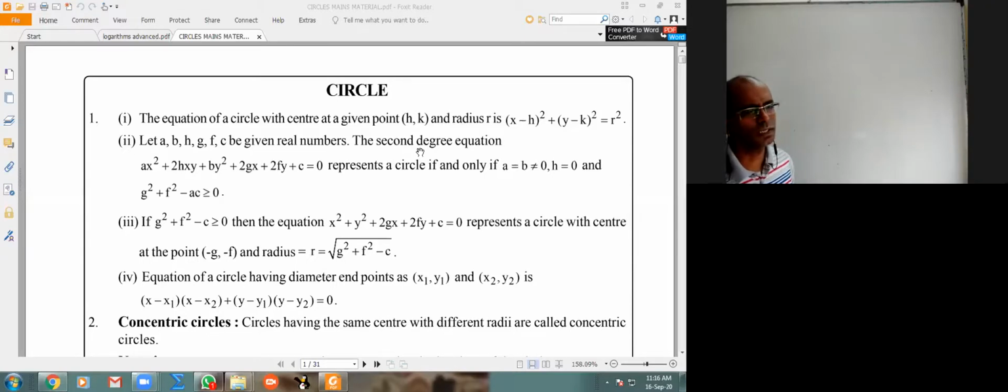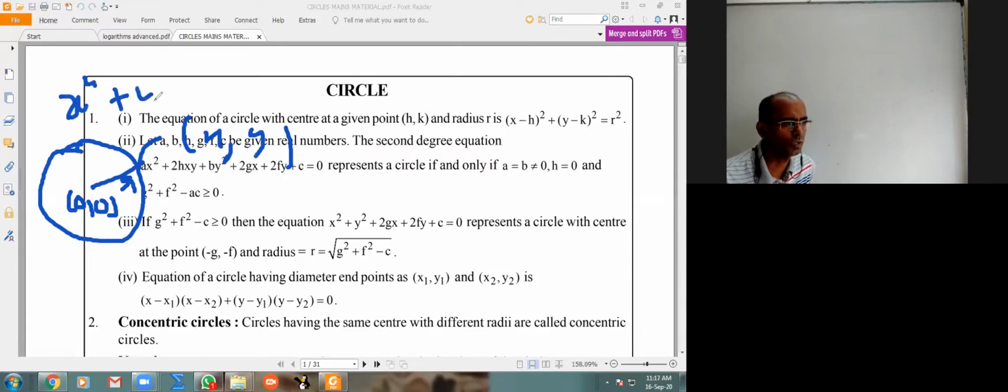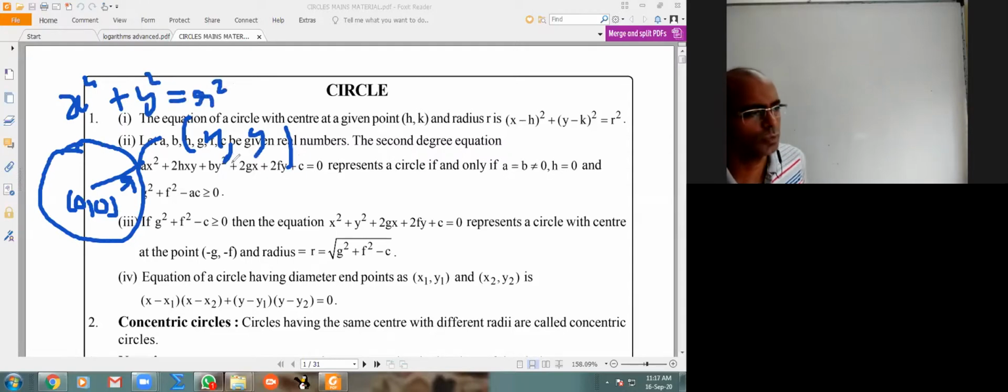Very simple, obvious circle is if it takes center 0, 0 and radius r. I'm not writing anything on the board. I'll just write on the screen whenever necessary. There is a circle with center 0, 0 and radius r. Then if you take any other point on the circle as x, y and use the distance formula and equate it to r, finally you will get x square plus y square is equal to r square. So x square plus y square equal to r square is the fundamental equation of a circle, where center is the origin and radius is r.